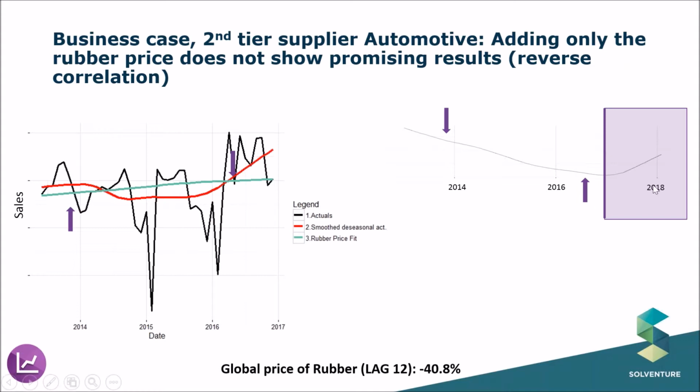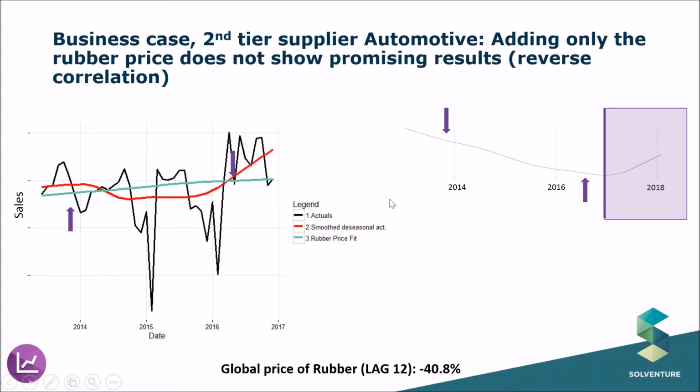Another question would be: I see my sales is increasing here, so what is explaining that? Because at the same time, I'm concerned that in the future, as the rubber price is increasing, that could potentially negatively impact my sales.